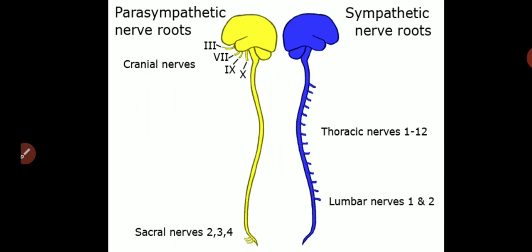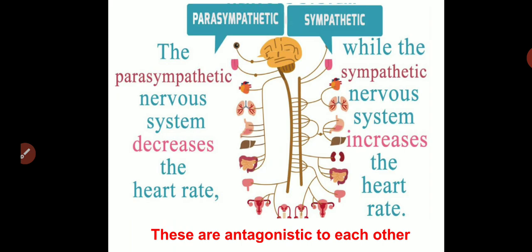Whereas the blue color part shows you the sympathetic nervous system. The roots of the sympathetic nervous system are in the thoracic nerves, all the 12 thoracic nerves, and in the lumbar nerves, it's only the first and the second one. The sympathetic and parasympathetic work together; that is, they are antagonists to each other.